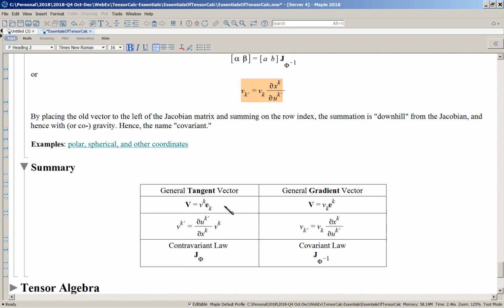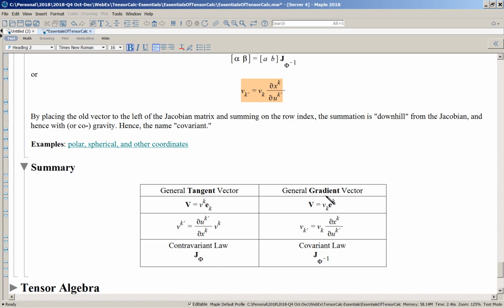Tangent vector. The coefficient has a superscript, but the basis vector, the tangent basis vector, is a subscript. The transformation law has the Jacobian matrix to the left of the vector. The sum is uphill, contravariant. This is really the Jacobian matrix of the forward transformation.